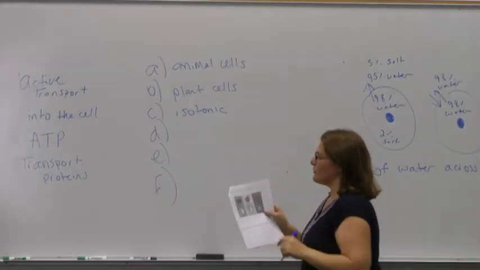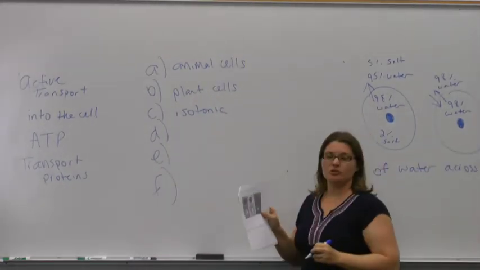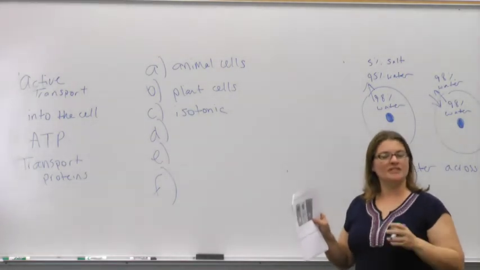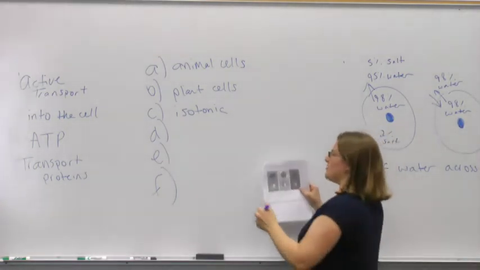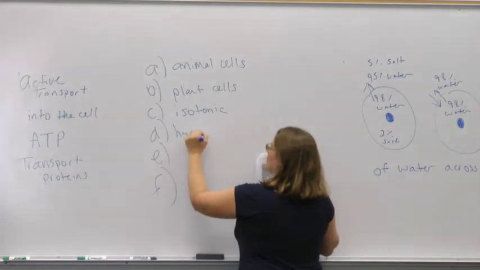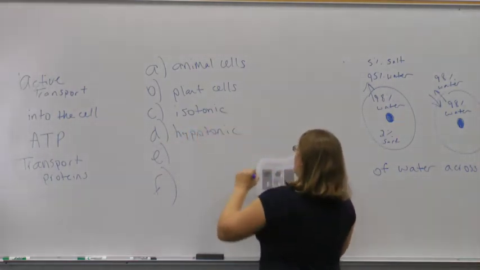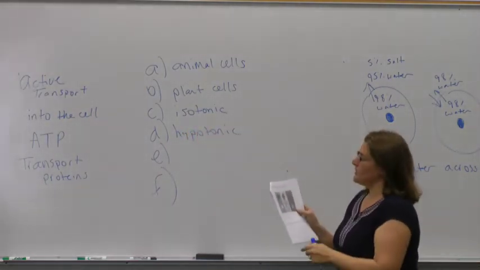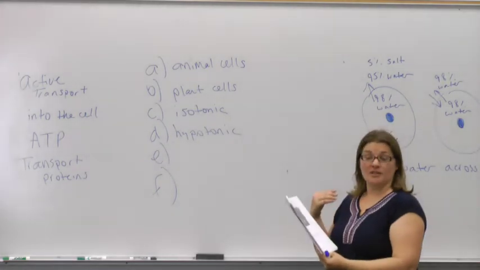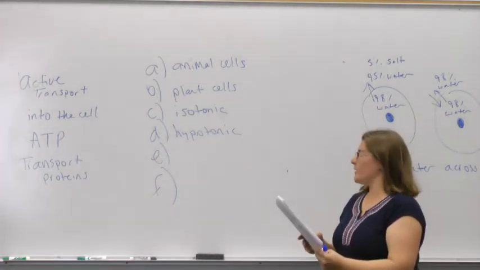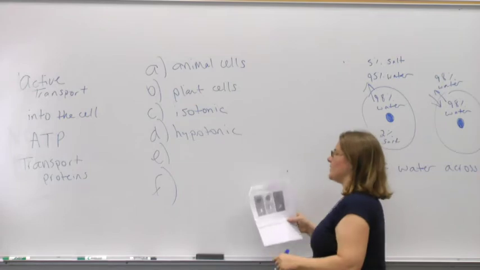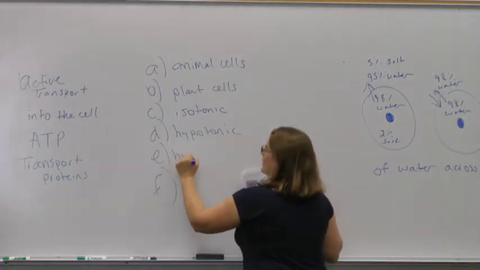For column D, we see water entering the cell. So what kind of solution would cause the cell to gain water? Hypotonic. Good. And then in column E, we see water leaving the cell, cells becoming dehydrated. So what kind of a solution would dehydrate the cell? Hypertonic.